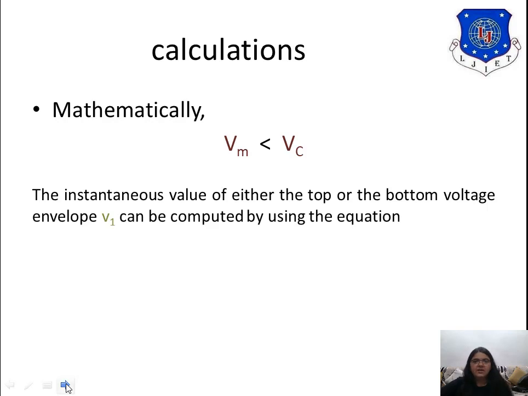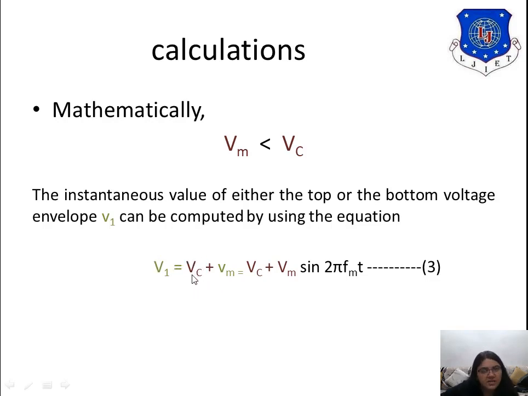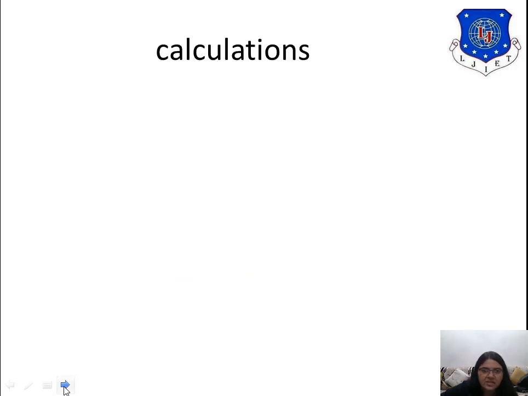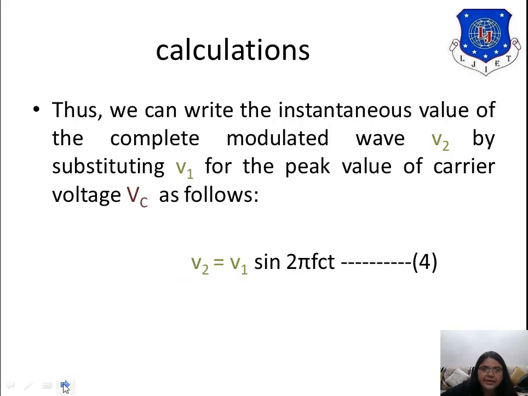So the amplitude modulated wave V2 is equal to V1 sine 2 pi fct. But what is V1? V1 means the amplitude for the AM envelope. So V1 value is what? It is Vc plus Vm sine 2 pi fmt. Now over here V2 is the VAM. So this shows that there is a change in the amplitude.